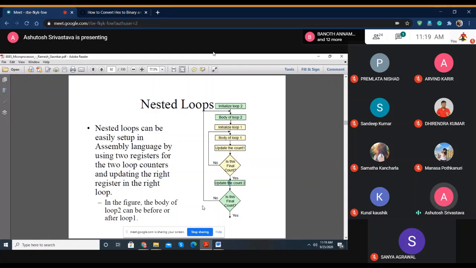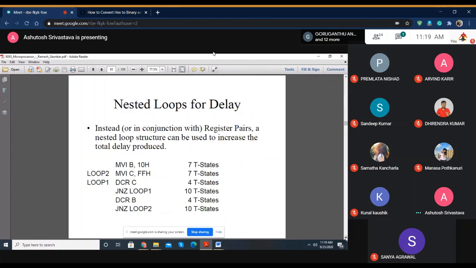This is generally done by using two registers for a 2-loop counter, and you can have multiple loops. So here is an example. Please note down.